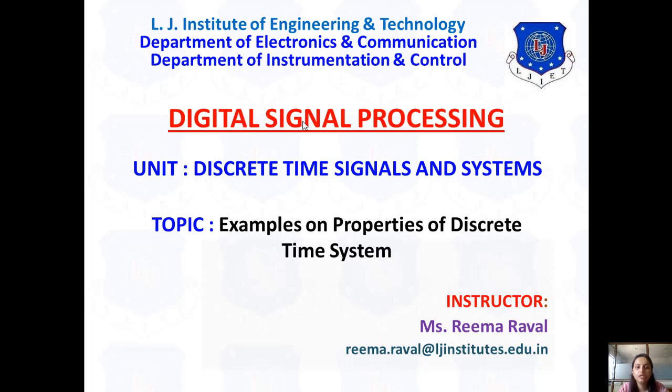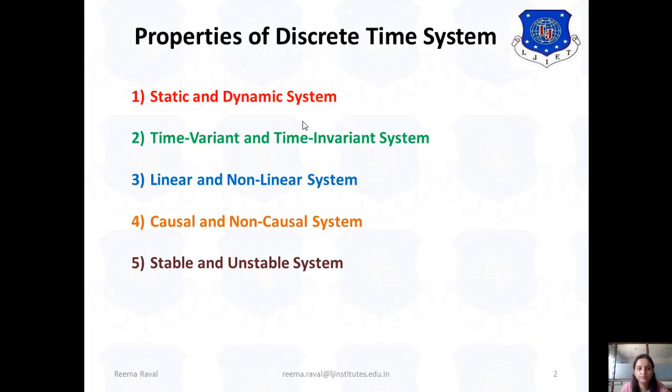Myself Rima Rawal. Today's topic is examples on properties of discrete time system from unit number 2, that is discrete time signals and systems. In the previous session we have seen some examples to find the properties of discrete time systems. In this session we are going to consider some more examples to find the properties, some variants of the examples.